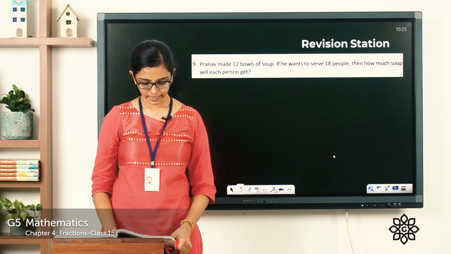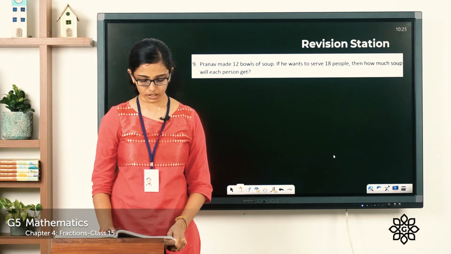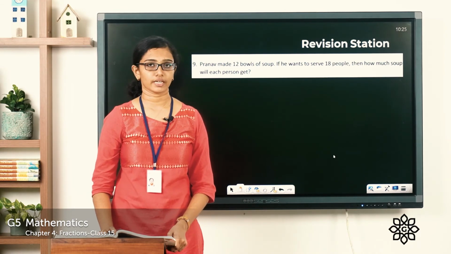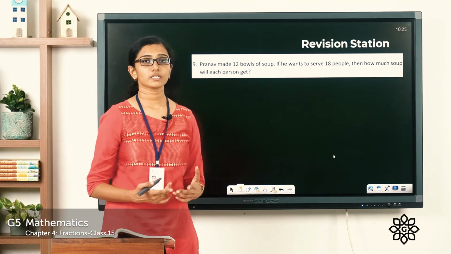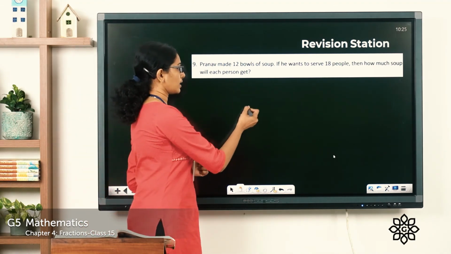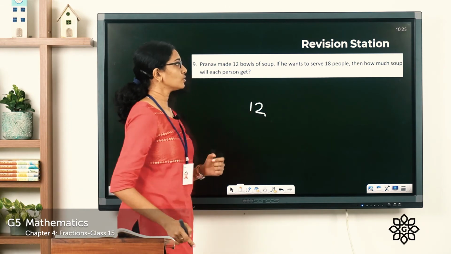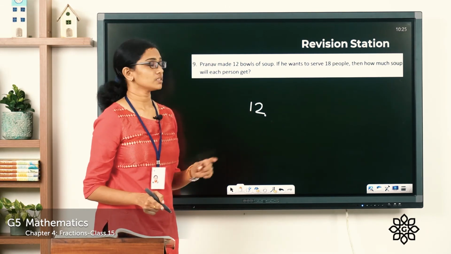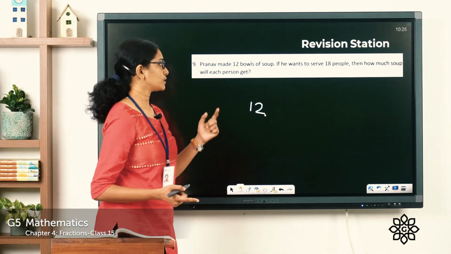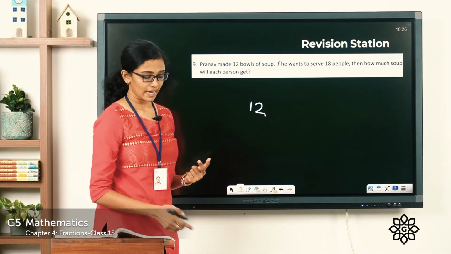Now question number 9. Pranav made 12 bowls of soup. If he wants to serve 18 people, then how much soup will each person get? So what is the total quantity of soup that he made? He made 12 bowls of soup. So that is the total quantity, and he needs to serve it to 18 people. This 12 has to be divided among 18 people. 12 bowls has to be divided among 18 people.